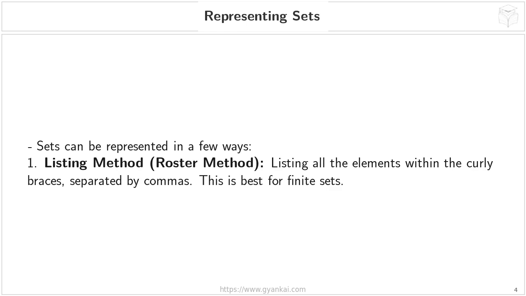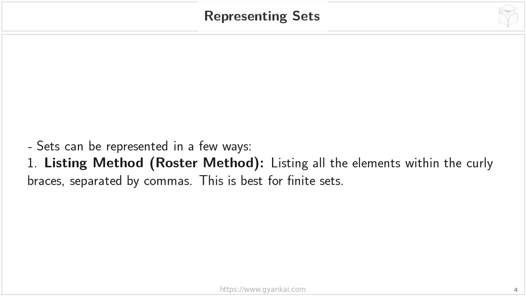Representing sets. So now we're moving on to how we actually write out these sets. As we've discussed, a set is just a collection of things, and there are a couple of common ways to represent them. First, we have the listing method, also known as the roster method. This is exactly what it sounds like. You simply list all the elements of the set inside curly braces, separating each element with a comma.